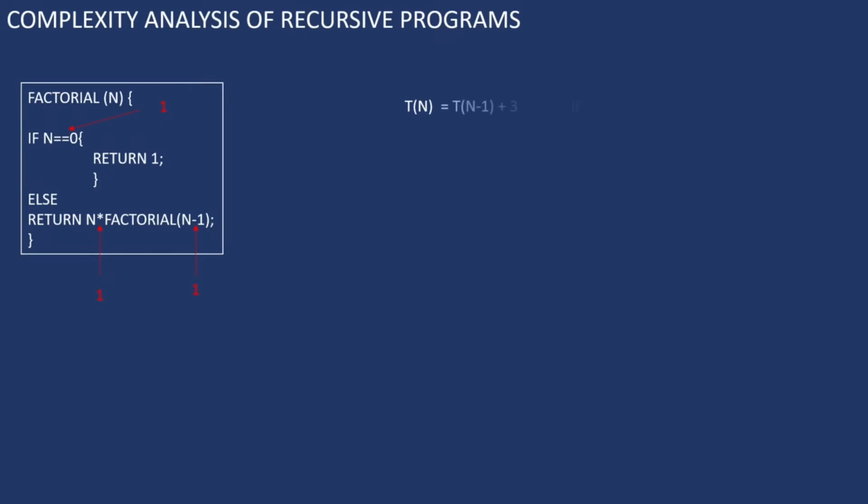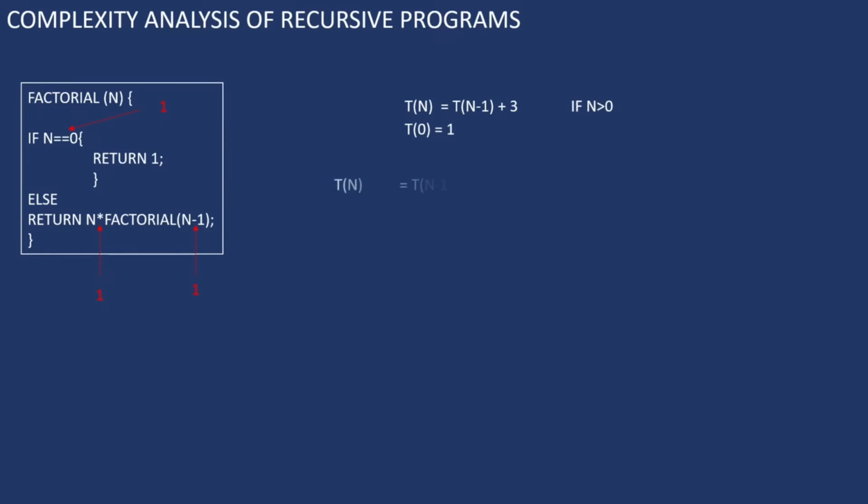So from here we can conclude that T(n) is equal to T(n minus 1) plus 3 units of cost for simple operations only if n is larger than 0. While for n equal to 0, T(n) is equal to 1 because we only do the comparison of n and 0.